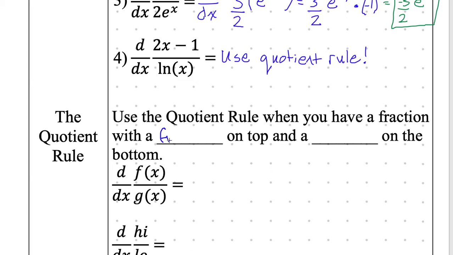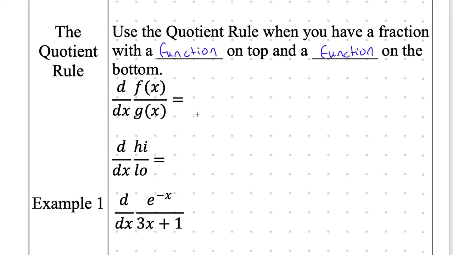I'm going to say function on the top and a function on the bottom. I know that's not technically correct because technically y equals 3 is a function. 3 is a constant function, but that's kind of just like a coefficient in this case, so I'm assuming that it's not a constant function when I'm writing this out. All right, so here is the rule.